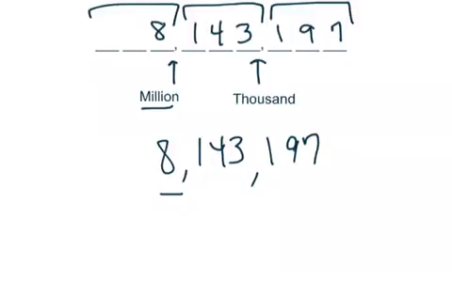Okay, so looking at that large number, can you tell me the value of the 4? I hope you could tell me 40,000. If I was going to write that, 40,000 would be the value of the 4.